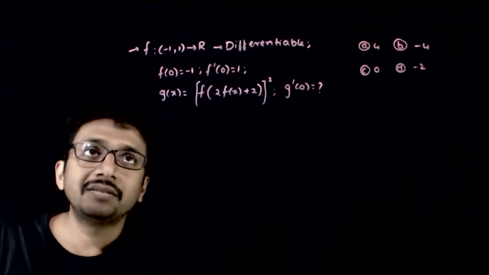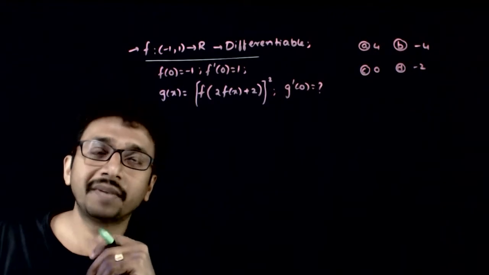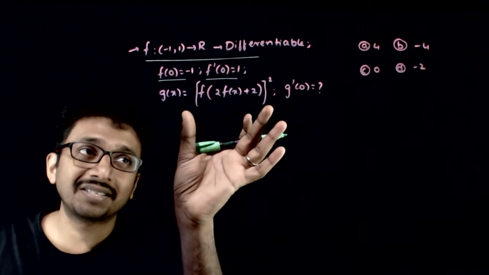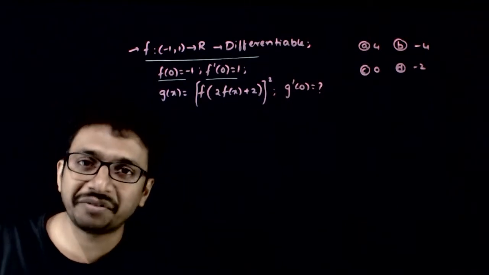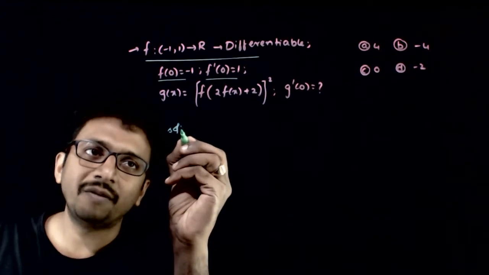So welcome students. In this question, given that f is a differentiable function and f of 0 is minus 1, f dash of 0 is 1 and g of x is this function, you're asked to find g dash of 0 in a very straightforward question based on your understanding of chain rule.